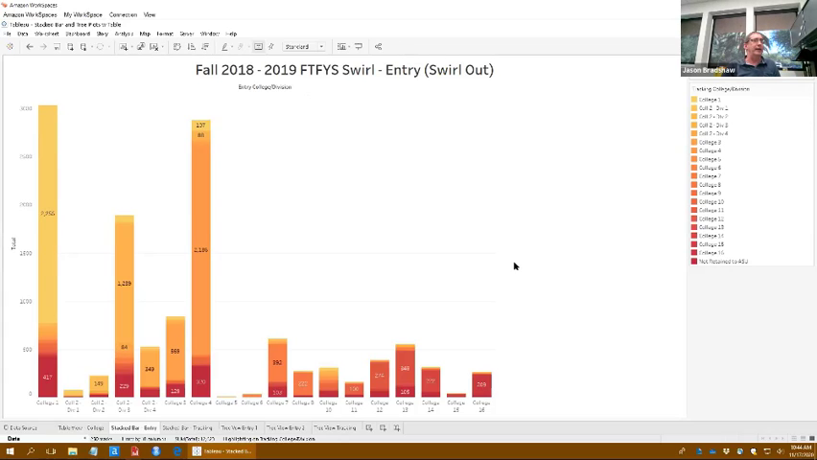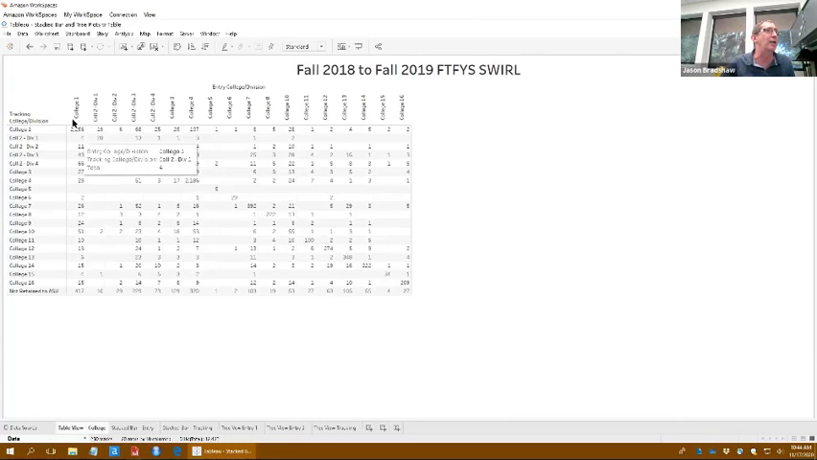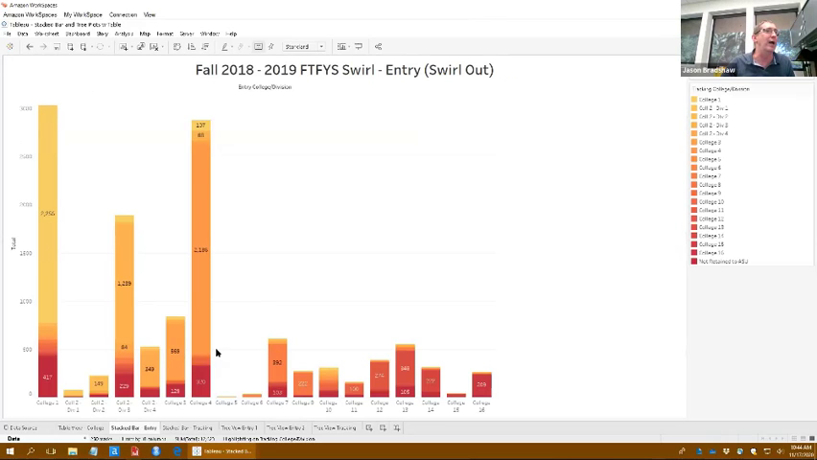You'll see this is the FTFYS swirl, the entry swirl out. So it's basically taking the columns here, and the columns are just displayed as bar charts. Along the bottom is the actual entry college, and within each of the bars for those entry colleges are the tracking colleges and the number of students who swirled out of that college into another college. So for example, here you see this is college 1. Of the roughly 3,000 students in college 1, 2256 remained in that college.